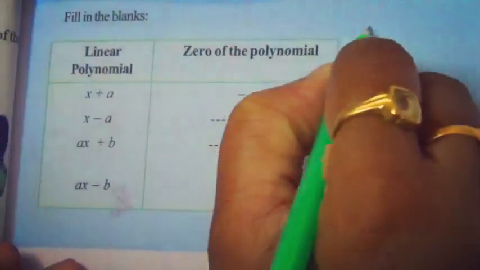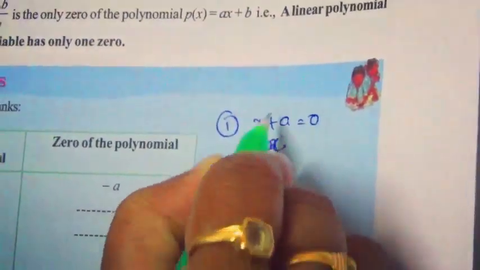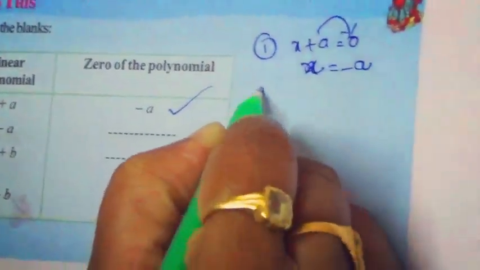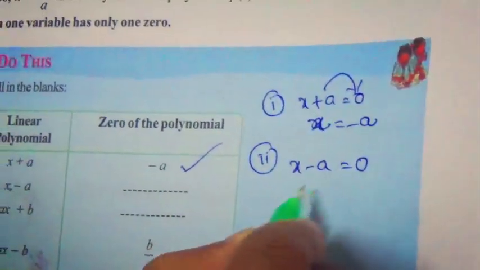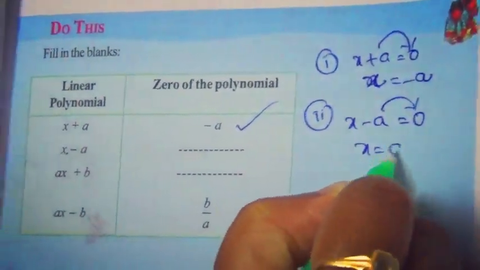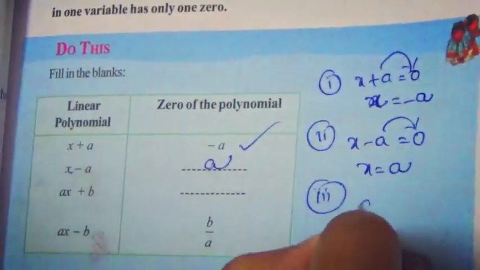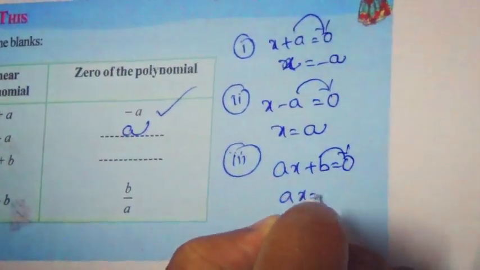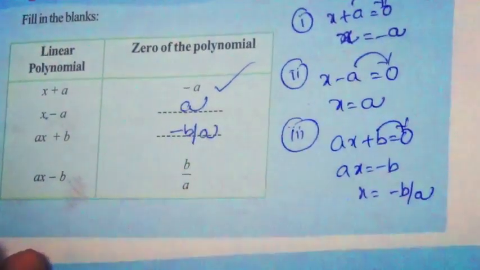There is an empty space here. So first one, x plus a is equal to 0. X is equal to minus a. Here he gave it. Second one, x minus a is equal to 0. For the zero of the polynomial, we have to equate this equation with 0. So minus a becomes plus a, that is a. Okay, so third one, ax plus b is equal to 0. It becomes minus b, x is equal to minus b by a. Here minus b by a, that's it.